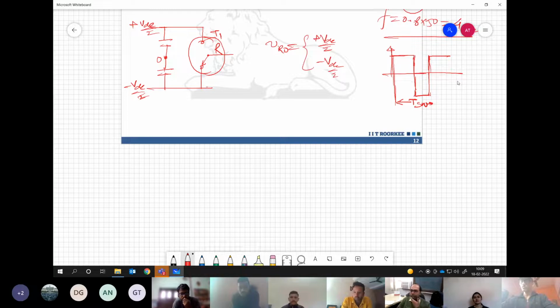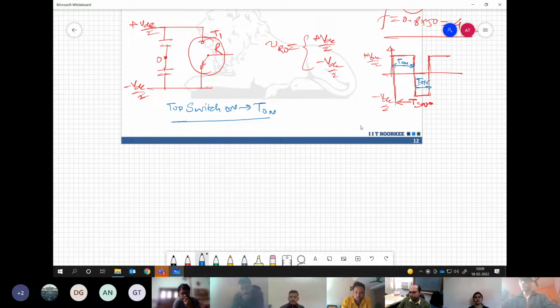Now what is happening is that if we have such flexibility and we are able to generate this output voltage, say plus VDC by 2 and minus VDC by 2, and let me call this duration as T on. So T on refers to the time when the top switch is on. This is the definition of T on, let us say. And whenever this bottom switch is on, we say that the time period is T off. So we have this arrangement.